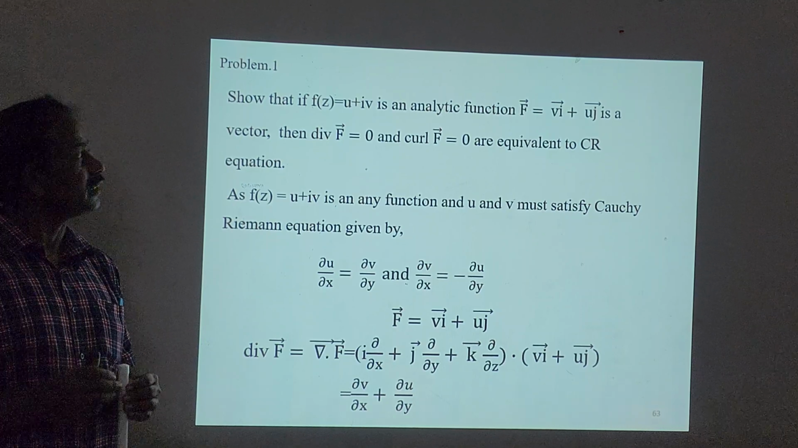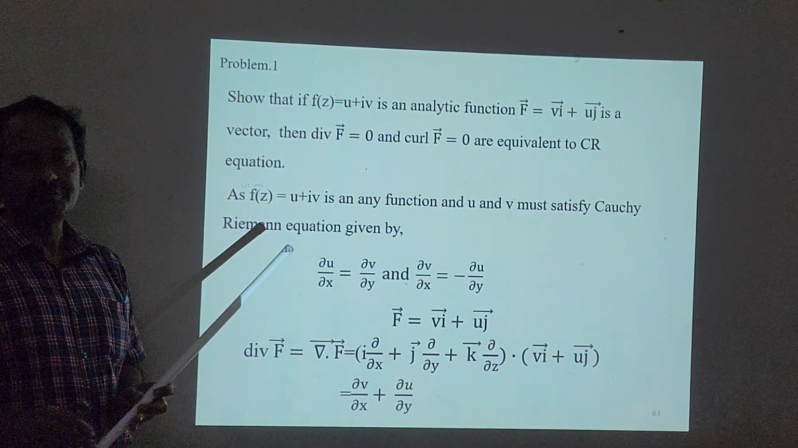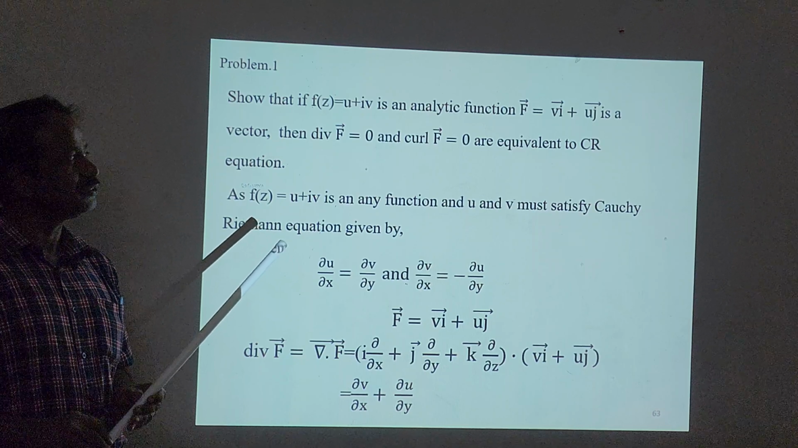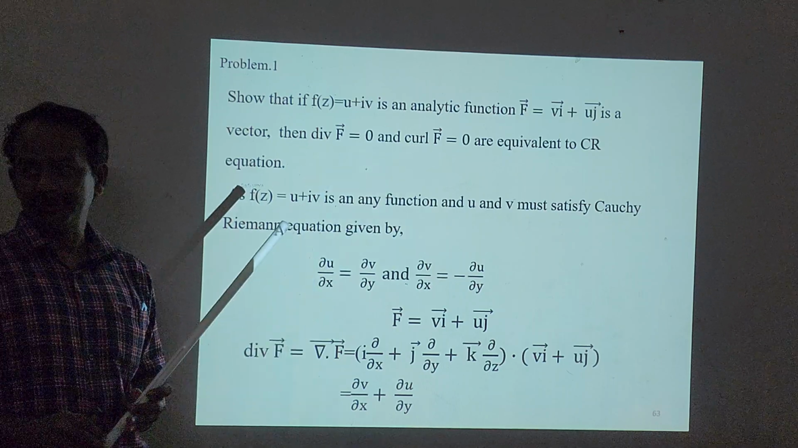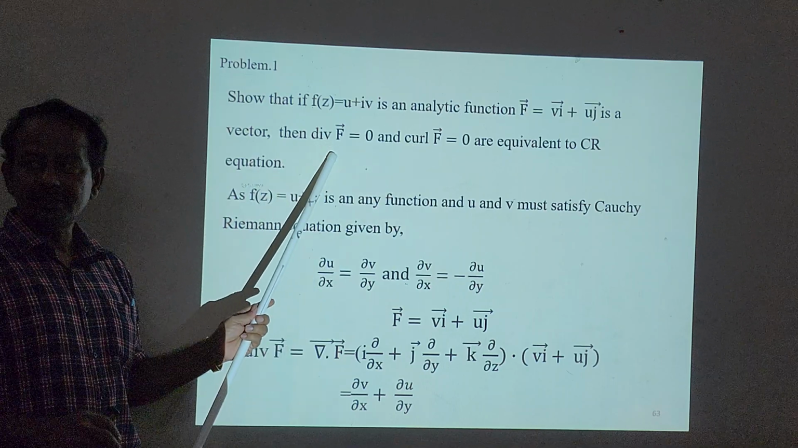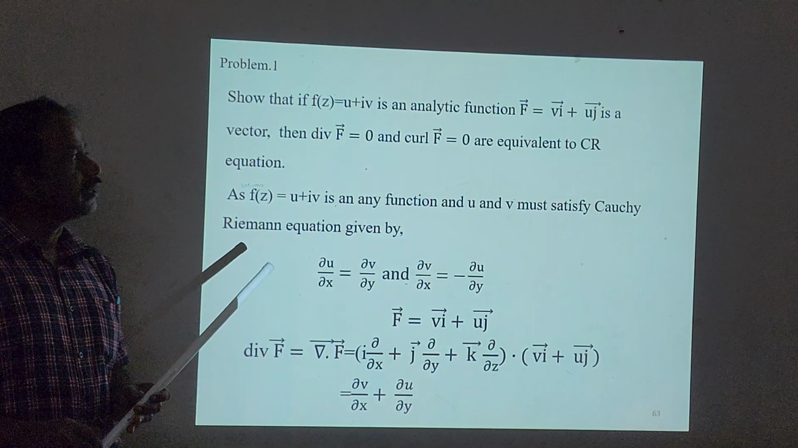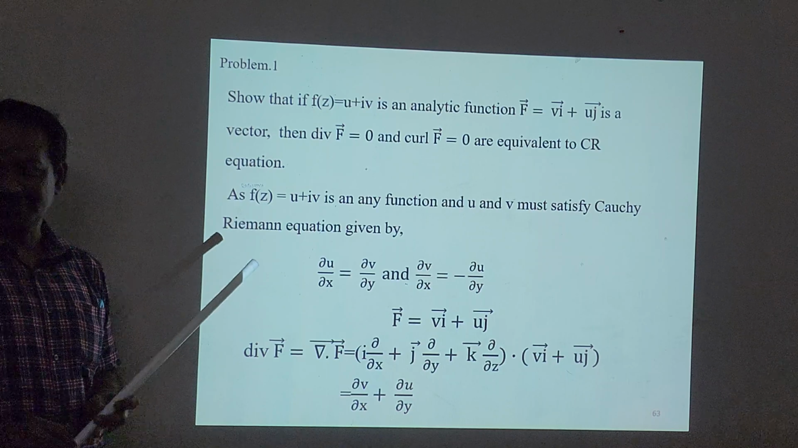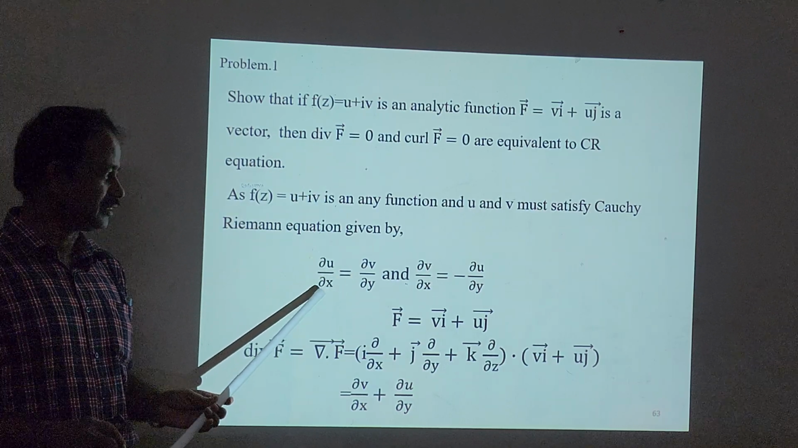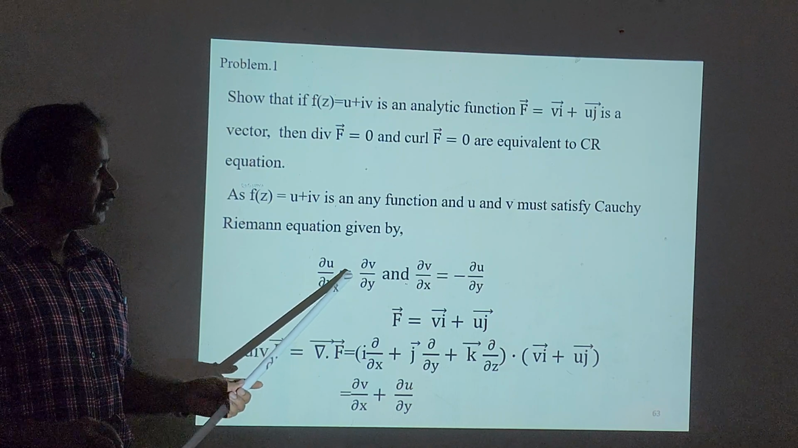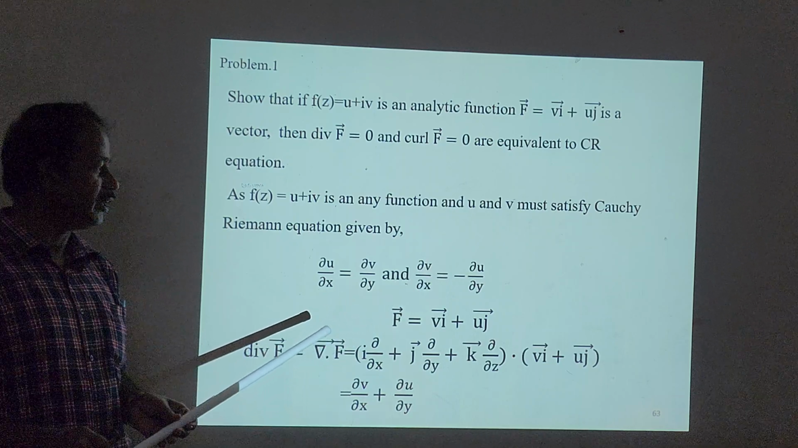The first problem goes like this. Show that if f of z equals u plus iv is an analytic function, and f is given as the vector vi plus uj, then div f equals 0 and curl f equals 0. So the conditions del dot f equals 0 and del cross f equals 0 are equivalent to the Cauchy-Riemann equations. We know the Cauchy-Riemann condition goes like this: partial du by dx equals dv by dy, and dv by dx equals minus partial du by dy.